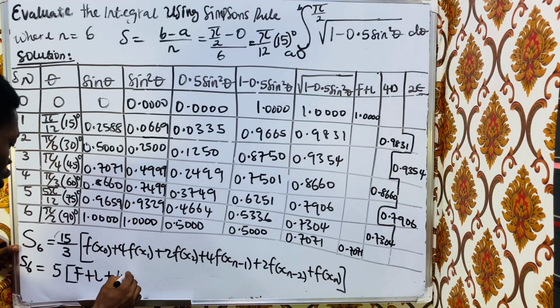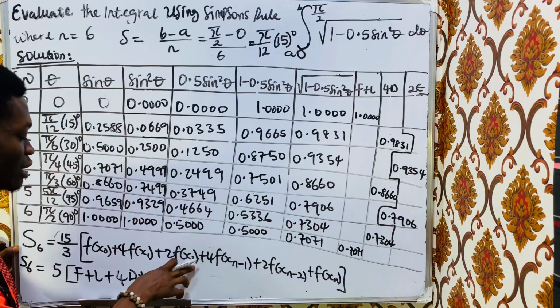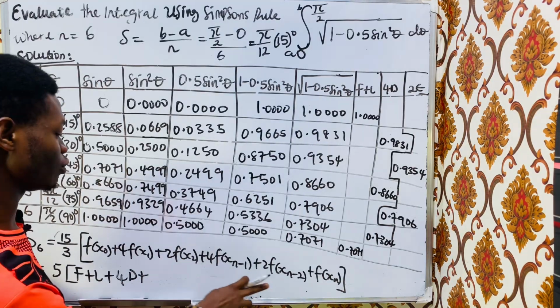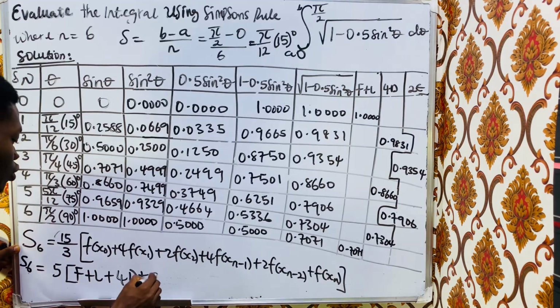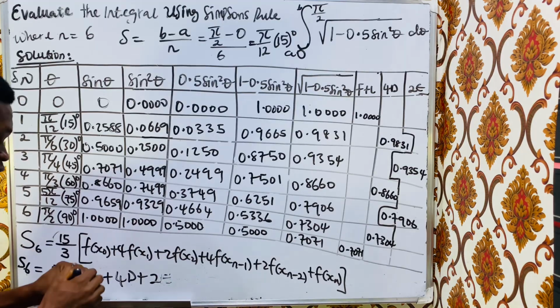So plus 4. As you can see, 4 is multiplying all odd numbers. So 4 times odd numbers, plus, as you can see, 2 is multiplying even numbers. 2 times x sub 2. You see it? 2 is multiplying even numbers. What do we get here? We got 4. 4 is also an even number. So 2 times, we can call it even number or remaining even number.